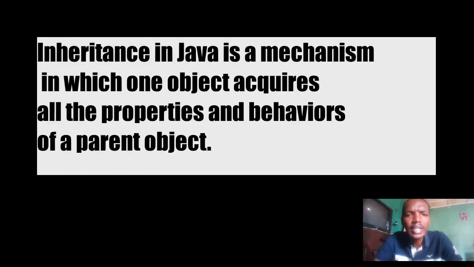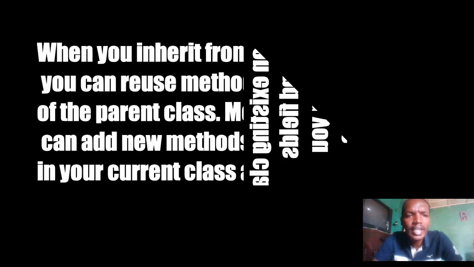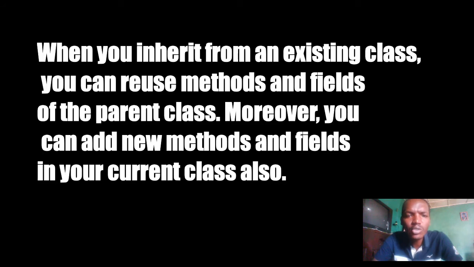Inheritance in Java is a mechanism in which one object acquires all the properties and behaviors of the parent object. When you inherit from an existing class, you can reuse the methods and fields of the parent class. Moreover, you can add new methods and fields in your current class also.